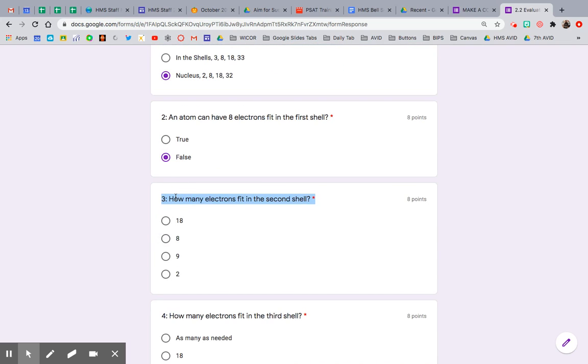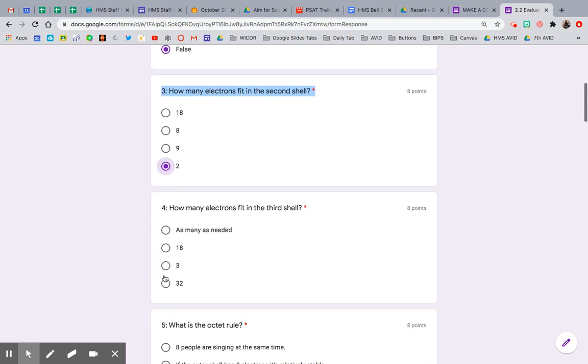Number 3, how many electrons fit in the second shell? 18, 8, 9, or 2 electrons. Number 4, how many electrons fit in the third shell? As many as needed, 18, 3, or 32.